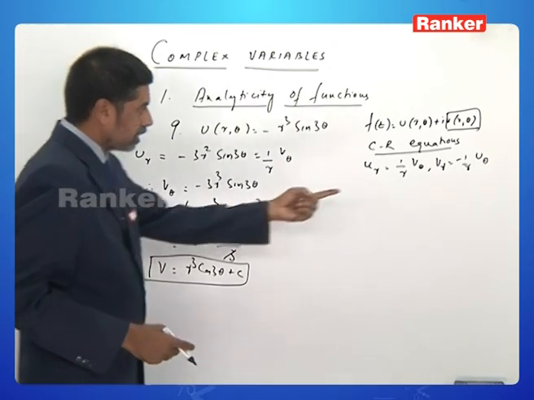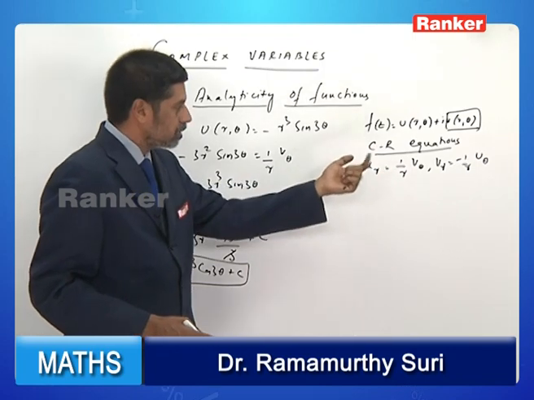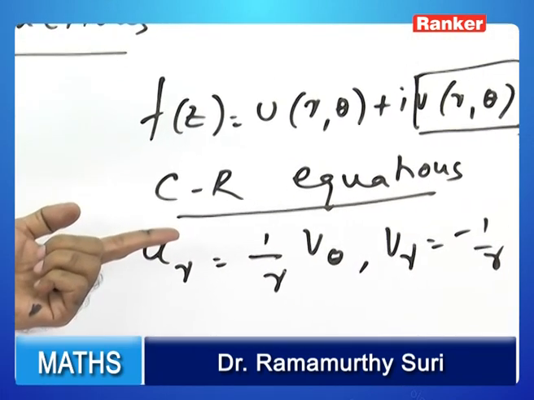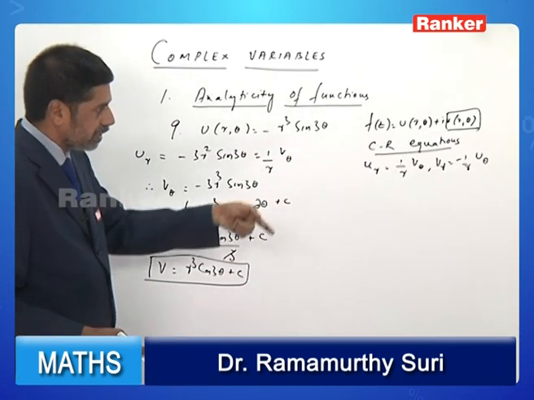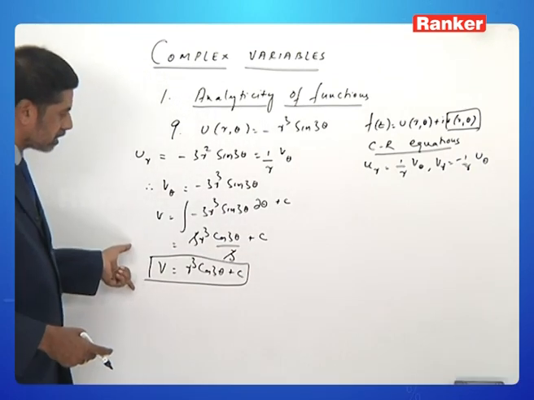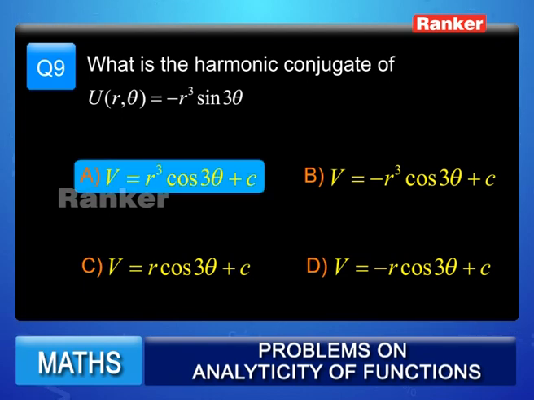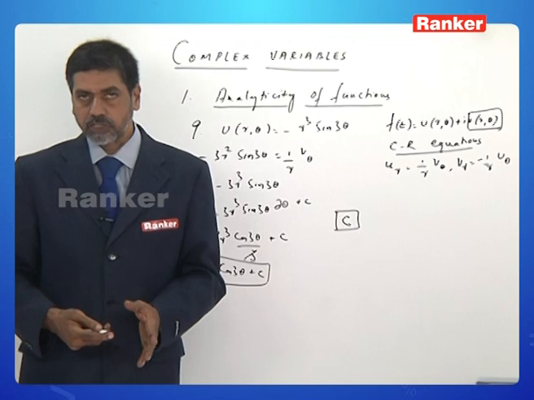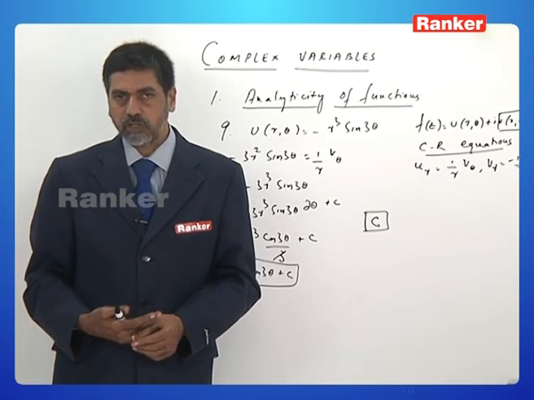which of course you can also derive by taking the second Cauchy-Riemann equation. Of course, for that you must find out u theta first, then find out vr is equal to minus 1 by r u theta, and then find out V by integrating partially with respect to r. Any of the two equations can be used. So ultimately the result will be the same. So you will find that option A for this problem is the correct option. So with these illustrations, the concept of analyticity of functions can be understood and practiced. So let's go to the next topic, which is on complex integration.